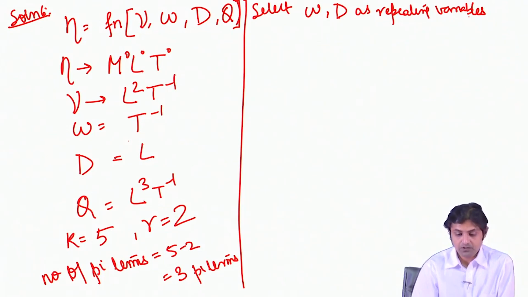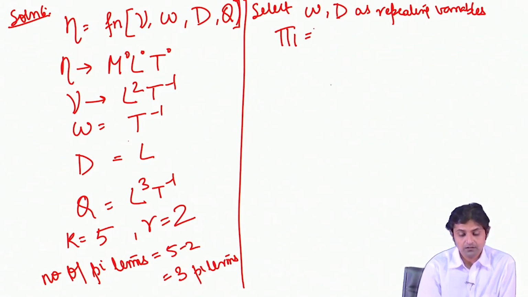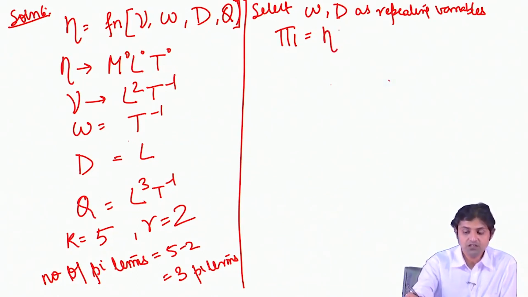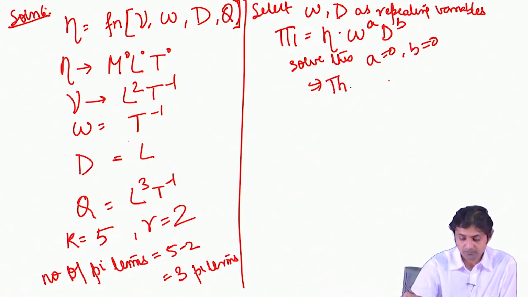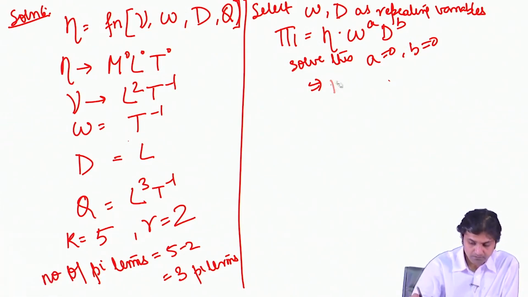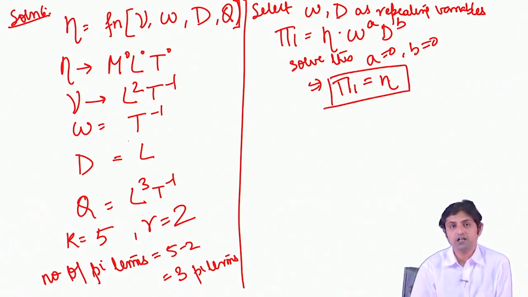All right. So, the first pi term is very obvious, correct. If we follow our regular procedure, what is the regular procedure? We multiply the first non-repeating variable with omega to the power a, d to the power b. And if we solve this, we get a equal to 0 and b equal to 0, implying the first pi term is going to be eta itself. Very simple to see that.